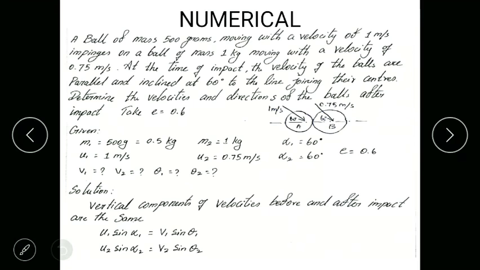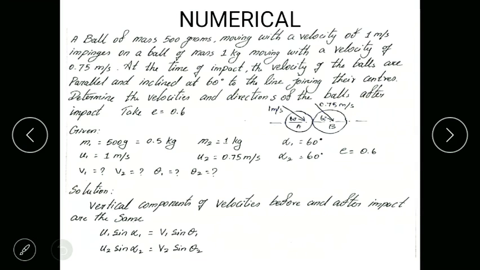A ball of mass 500 grams moving with a velocity of 1 meter per second impinges on a ball of mass 1 kilogram moving with a velocity of 0.75 meter per second. At the time of impact, the velocities of the balls are parallel and inclined at 60 degrees to the line joining the centers. Determine the velocities and directions of the balls after impact. Take e equal to 0.6.